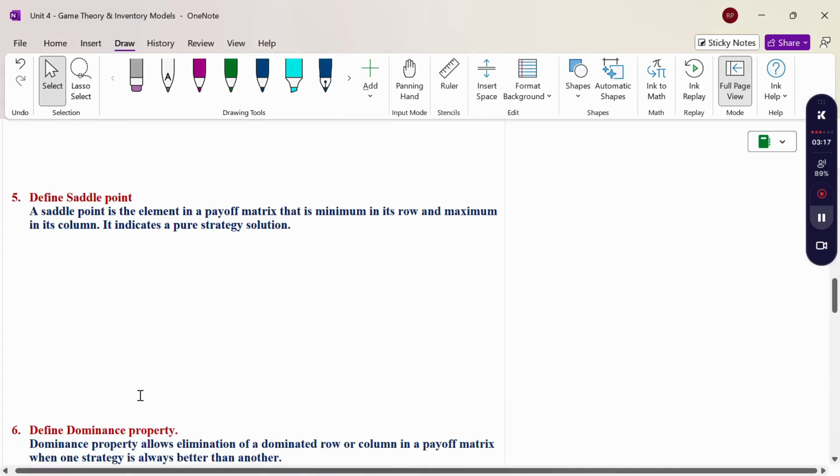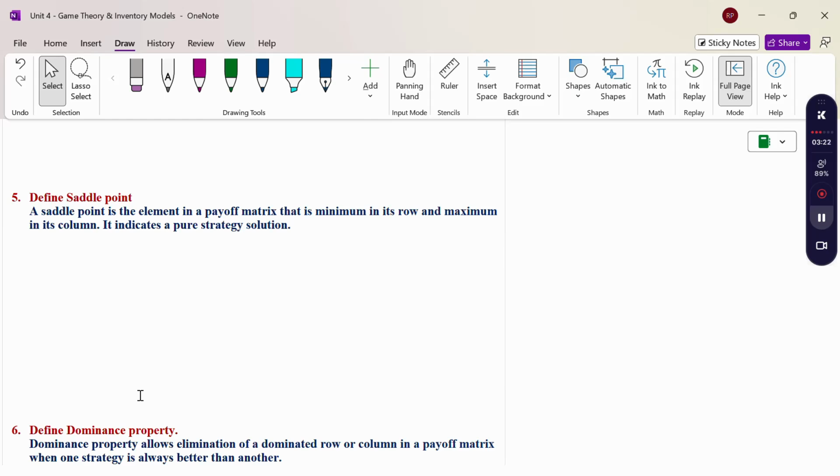Saddle point. Define saddle point. A saddle point is the element in a payoff matrix that is minimum in its row and maximum in its column. It indicates a pure strategy solution. Normally maximin equals minimax. So this is our saddle point.